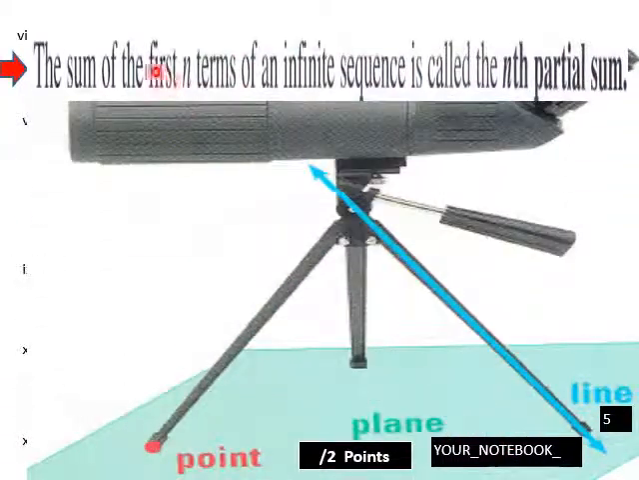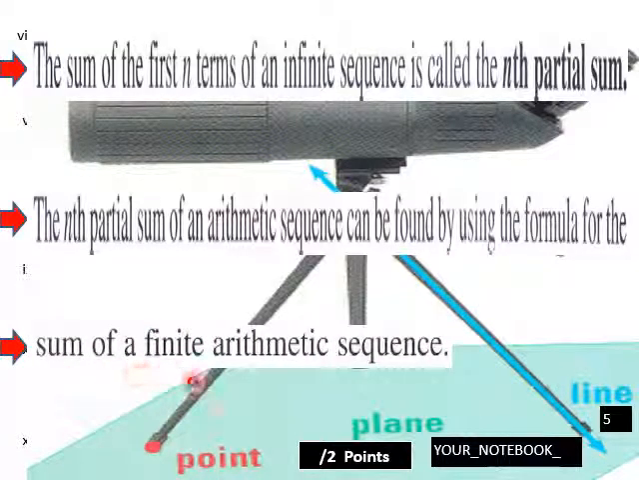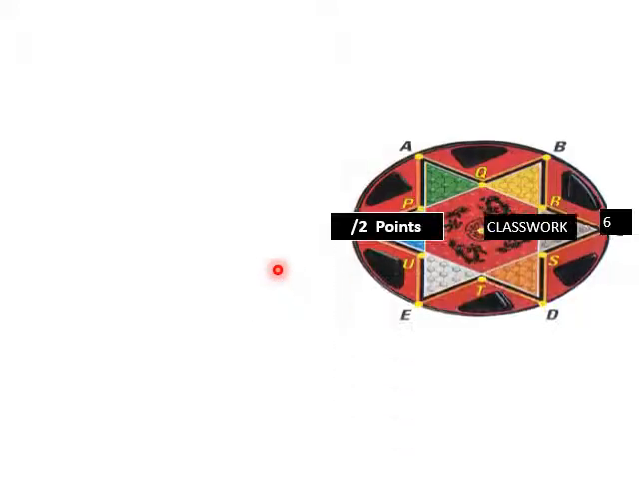The sum of the first n terms of an infinite sequence is called the nth partial sum. So if we have n terms of an infinite sequence, it would be the nth partial sum. The nth partial sum of an arithmetic sequence can be found by using the formula for the sum of a finite arithmetic sequence.